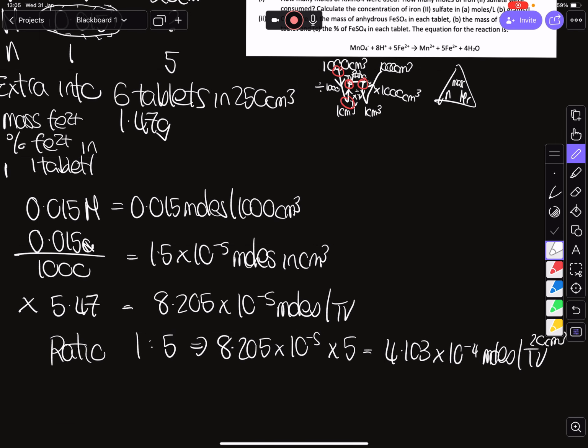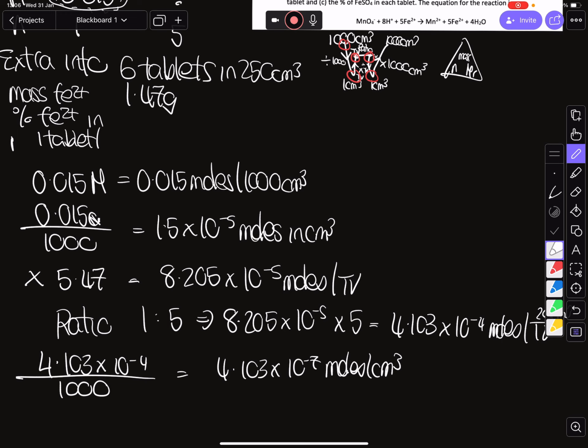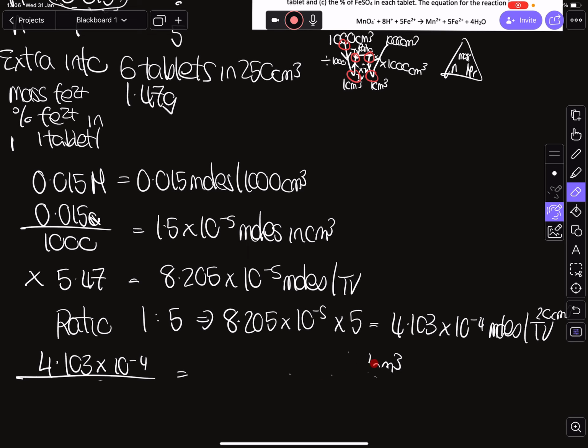We need to find out what's in 1 centimeter cubed. So we are going to divide 4.103 by 10 to the minus 4 by 1,000. And when we do that, it's going to be 4.103 by 10 to the minus 7, and that's moles in a centimetre cubed. That brings us to here, and our last little bit then is we multiply this by 1,000. I did that wrong, didn't I? Yes, I did. So this is not divided by 1,000, it's divided by a titer volume. So apologies for that. At least we caught it.